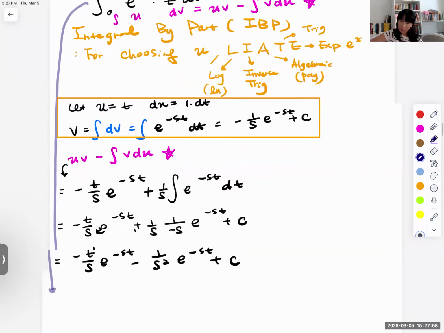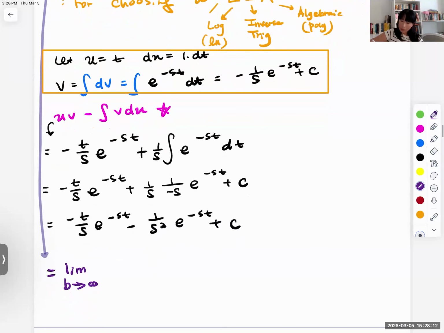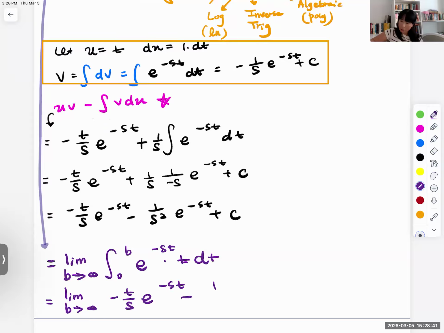So we get equal to, different color. We take the limit, b approaches positive infinity, of the integral from 0 to b of e to the negative st times t dt. That equals the limit as b approaches positive infinity of negative t over s e to the negative st minus 1 over s squared e to the negative st, and then we evaluate from 0 to b.